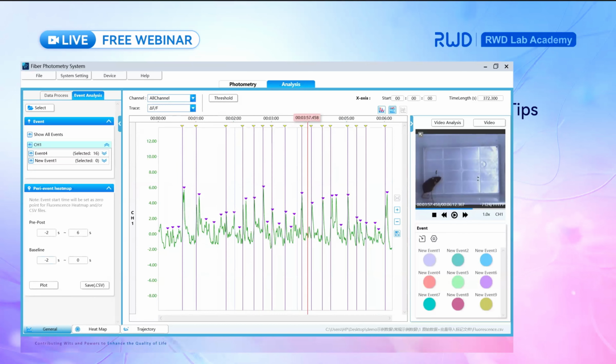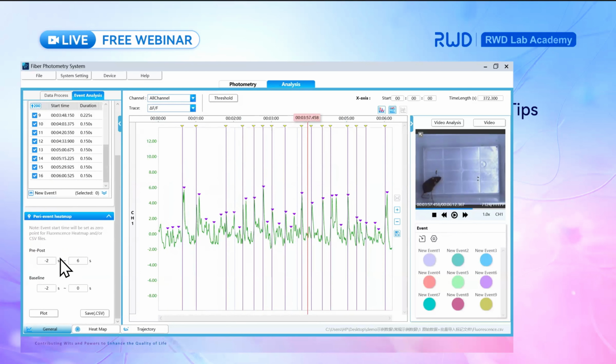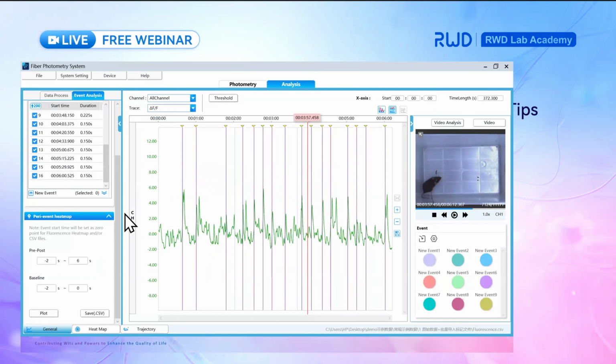Once the event markers are selected, you can define the time duration before and after each event. Then with one click, the software can generate both fluorescence heat map and curve. Up to this point, we have been processing and analyzing data from a single mouse.